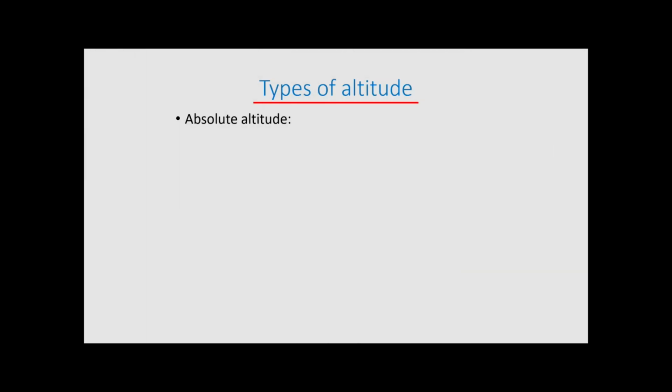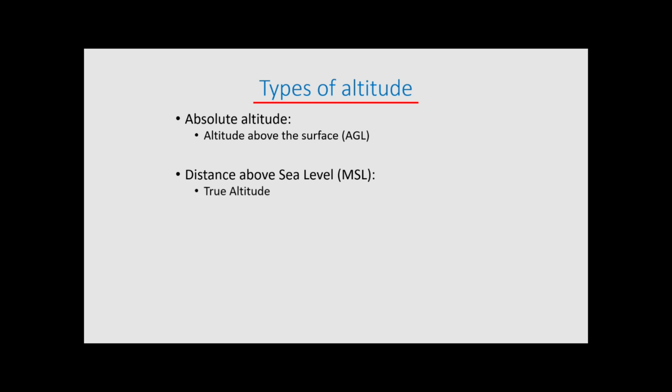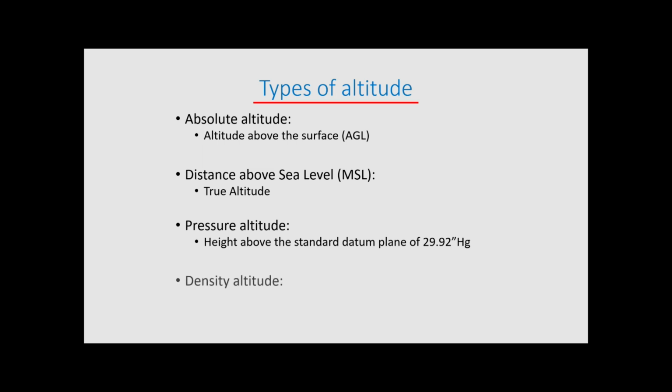Let's recap. What is absolute altitude? That is altitude above the surface. What is the distance above sea level called? That's true altitude. What is pressure altitude? That's the height above the standard datum plane of 29.92 inches of mercury. And density altitude? That's pressure altitude corrected for non-standard temperature.